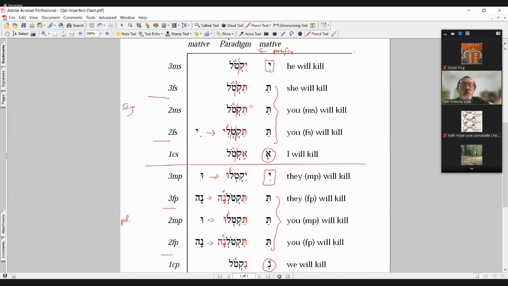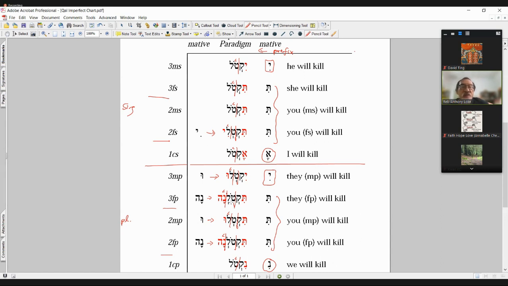So yikto, tikto, tikto, tiktali, ekto. Yiktalu. So again, if you use a pencil to cut, it will be easier to read. Yiktalu, tiktona, tiktalu, tiktona, nikto. So using a pencil cut, it's easier to read.